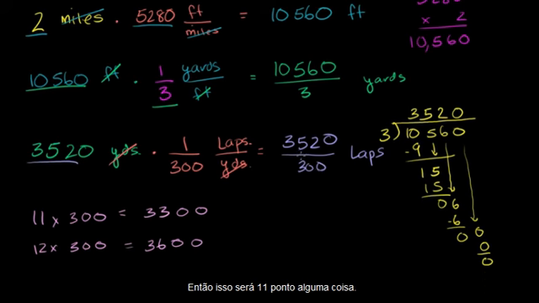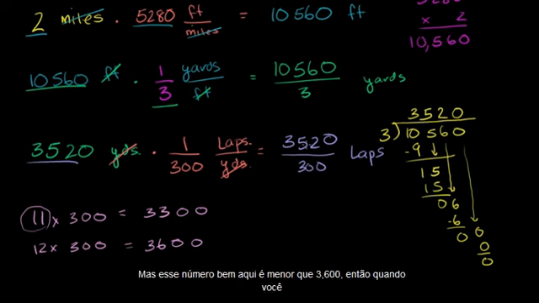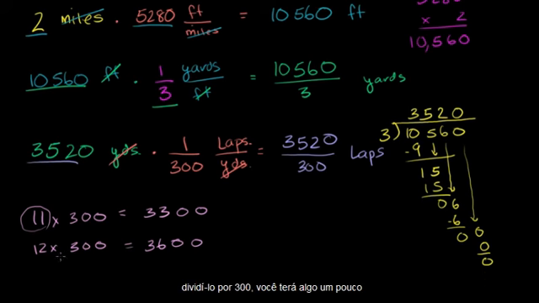So this is going to be 11 point something. It's larger than 11, right? 3,520 is larger than 3,300. So when you divide by 300, you're going to get something larger than 11. But this number is smaller than 3,600. So when you divide it by 300, you're going to get something a little bit smaller than 12. So the exact number of laps is going to be a little bit lower than 12 laps. So 2 miles is a little bit lower than 12 laps.